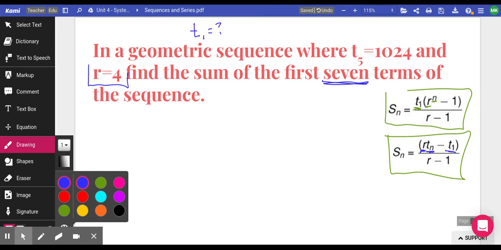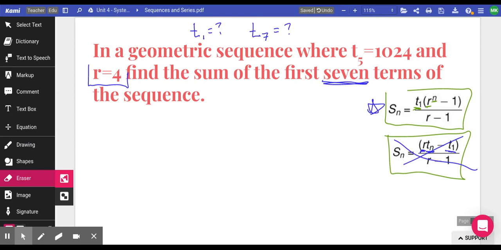So for me, because I don't know what t of 7 is, and I don't know what t of 1 is, I think it's probably easier to use that formula than that one. Because the top one only requires me to find one thing, t of 1. The second one required me to find t of 1 and t of 7. Seems like too much work. Okay, figuring out what t of 1 equals. To figure out what t of 1 equals, you have a couple different strategies.